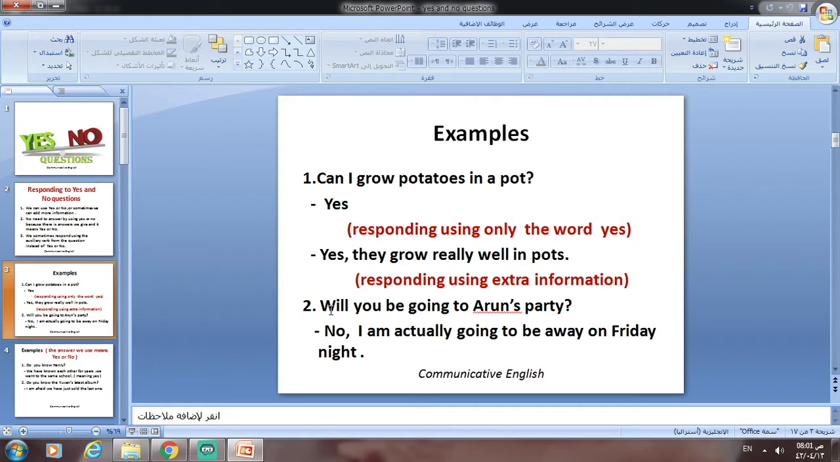The second example: Will you be going to Aaron's party? No, I am actually going to be away on Friday night. Here we also use extra information. Here we give the reason: I'm actually going to be away on Friday night.